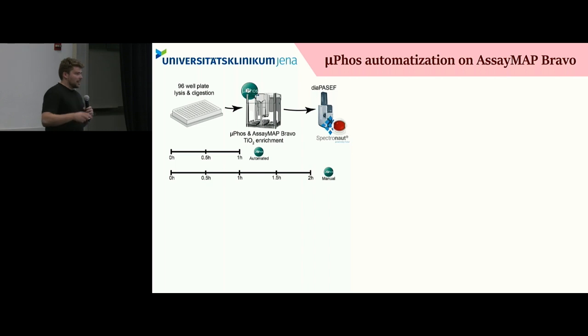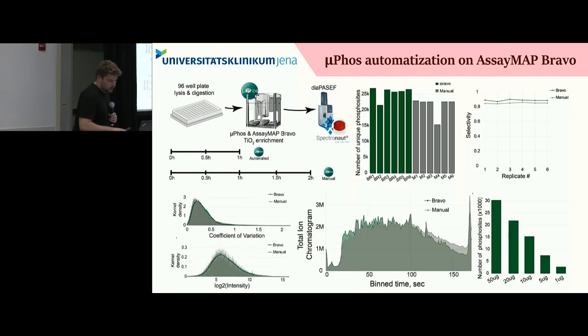And if you don't like the manual sample processing and would like to optimize your automation, this is also very easily automated on the automation platform of your choice. So here we show it for the Agilent Bravo with the titanium dioxide cartridges, which further decreases the time of preparation to roughly twofold.